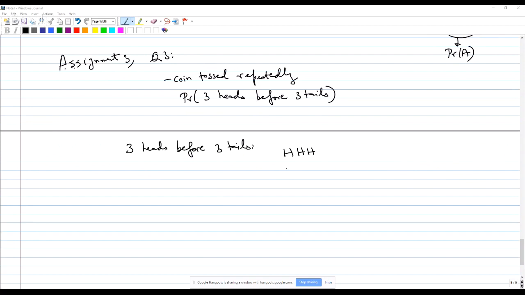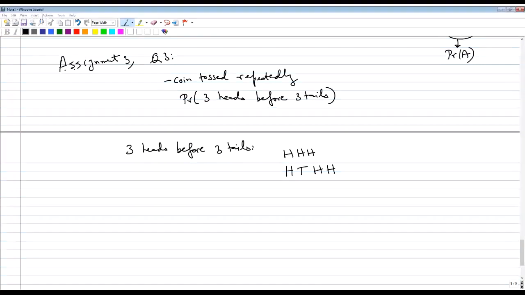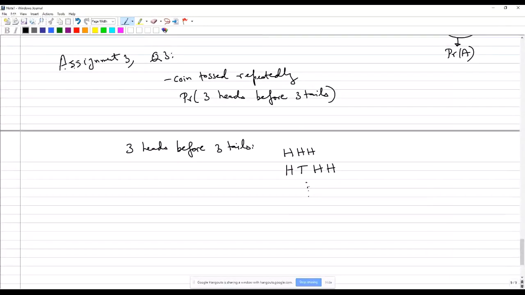Now, what else is possible? You can have H, maybe T, H, H. Even here you can stop. I got 3 heads, and there was only 1 tails. So I can stop here. This will give you another probability. All these you can add, they're all mutually exclusive. So likewise, you have to list out all possibilities and simply add the probabilities.